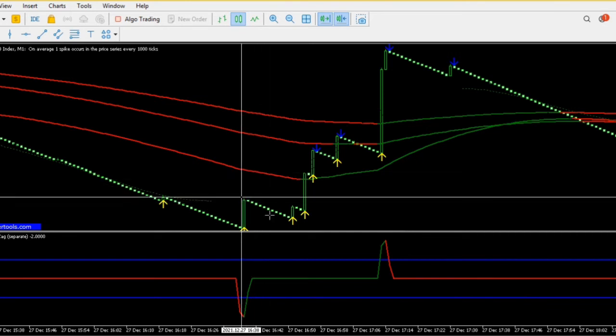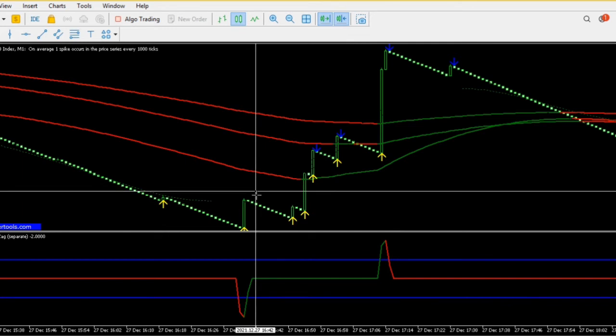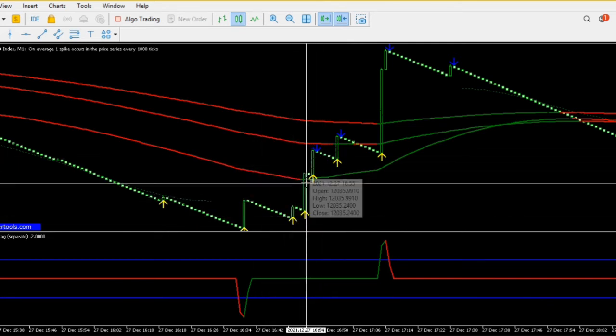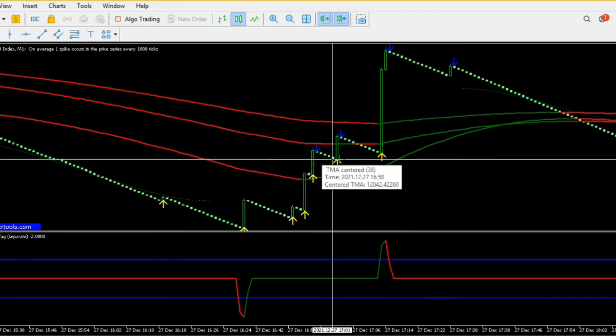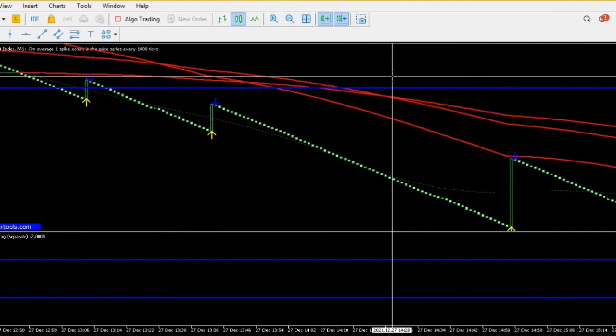So if you notice, we still had this same pattern like how I explained. It happened again, and you just hold on. The moment it broke, guys, you just take your buy, and that is it, guys. So it's very simple, very very simple.